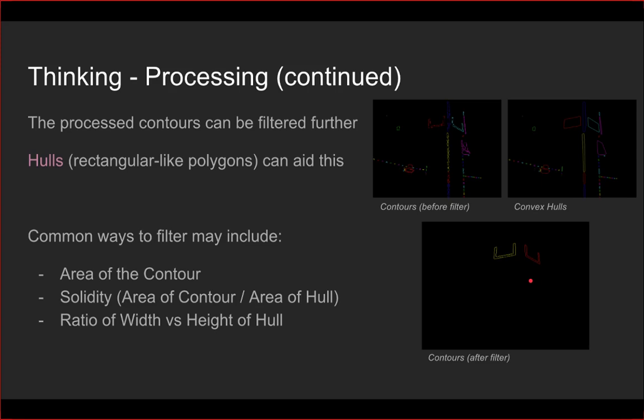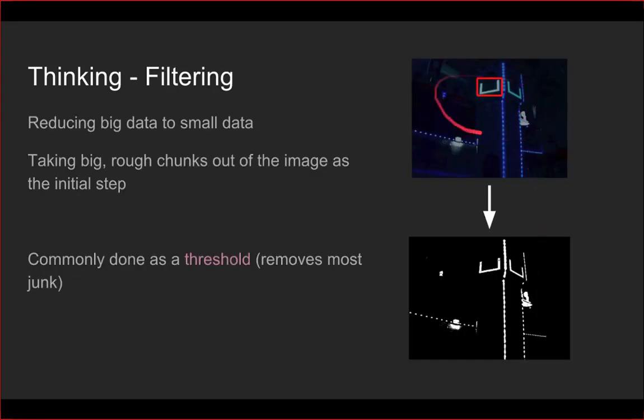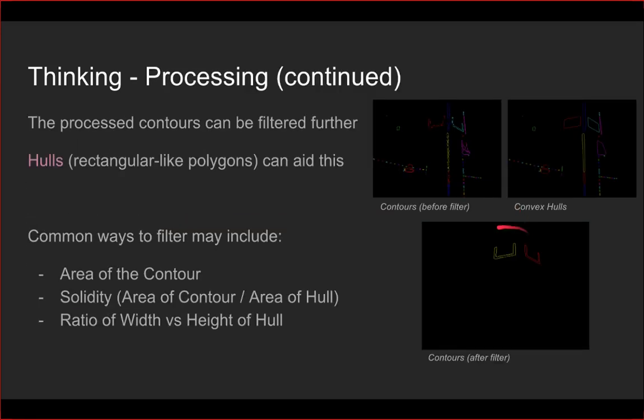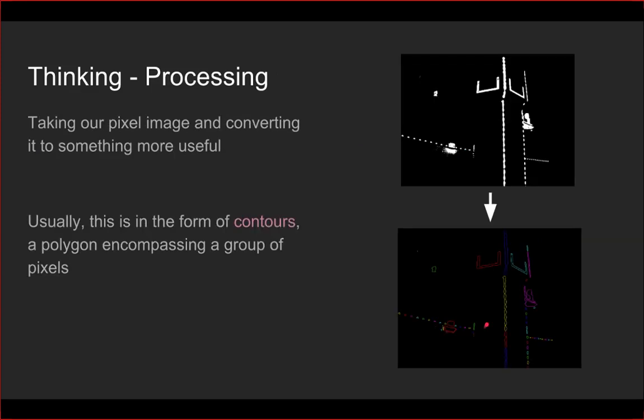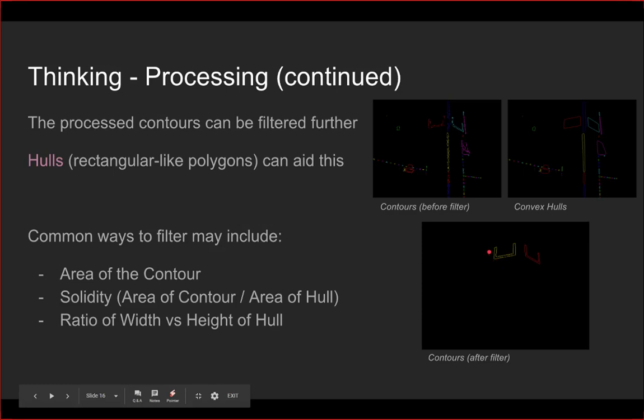So we've essentially reduced our image from this to this, which is a pretty big step. So let's run through it nice and slow. The process contours that we have, so from this image here, can be filtered further based on a number of criteria, like their area, or how much of it is solid, or how wide it is compared to how high it is. Each of these will depend on properties of the object that you're looking for. So in this case, the targets from FIRST Stronghold.